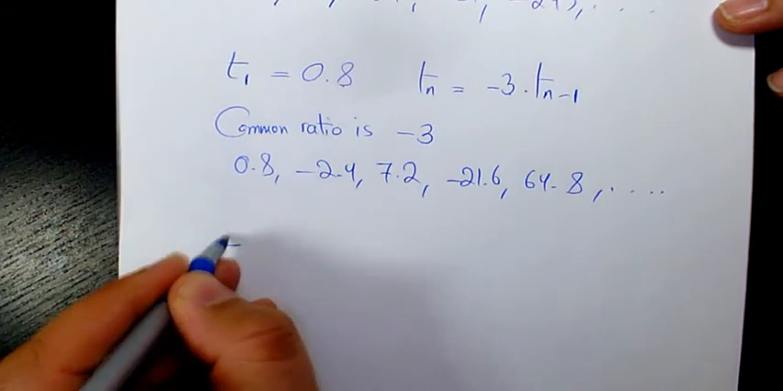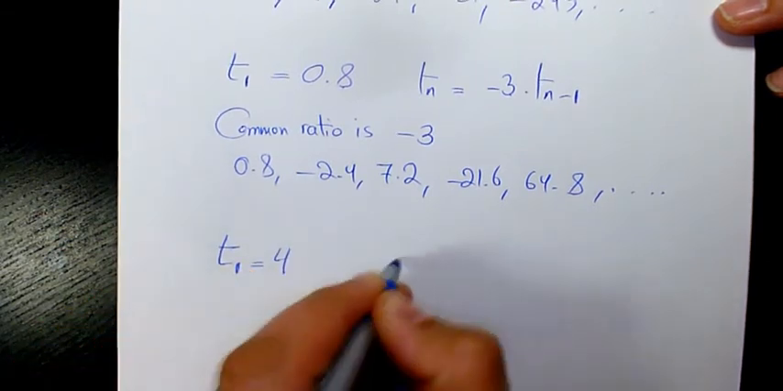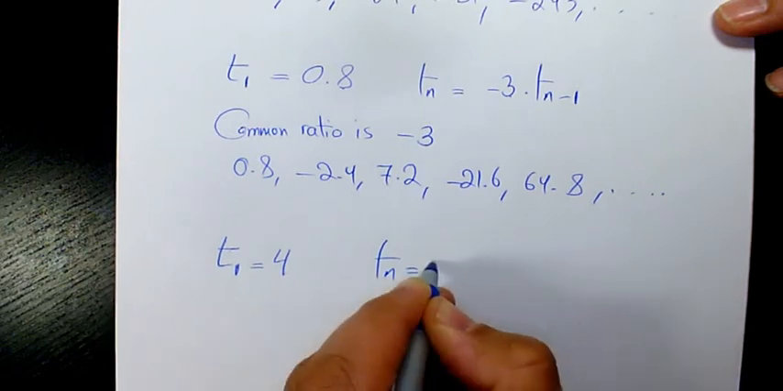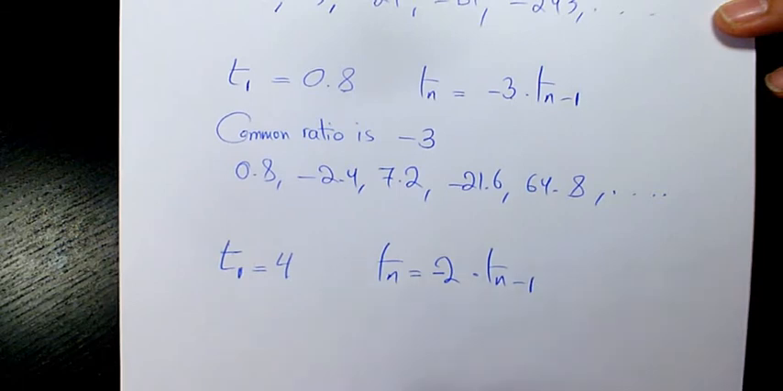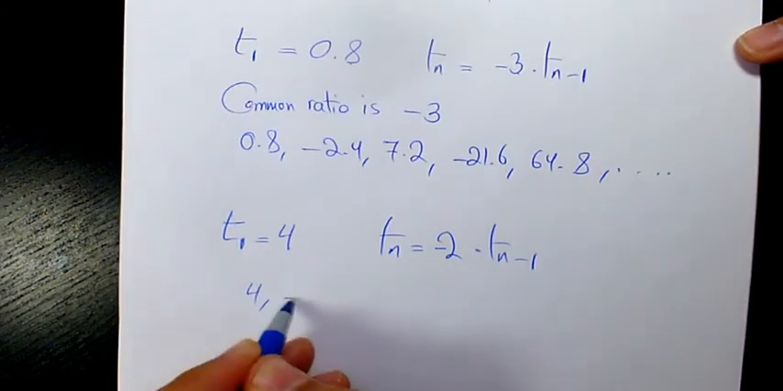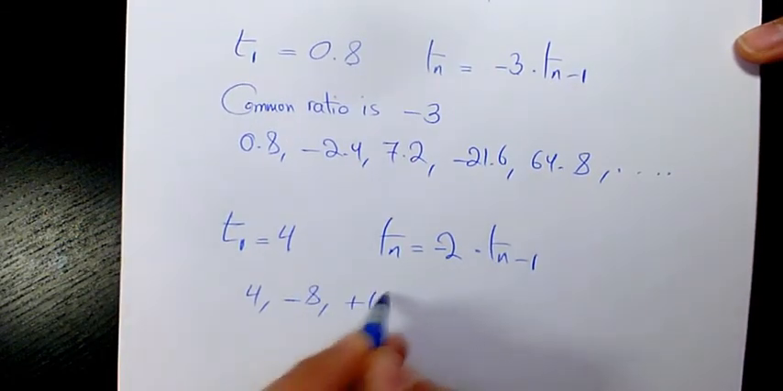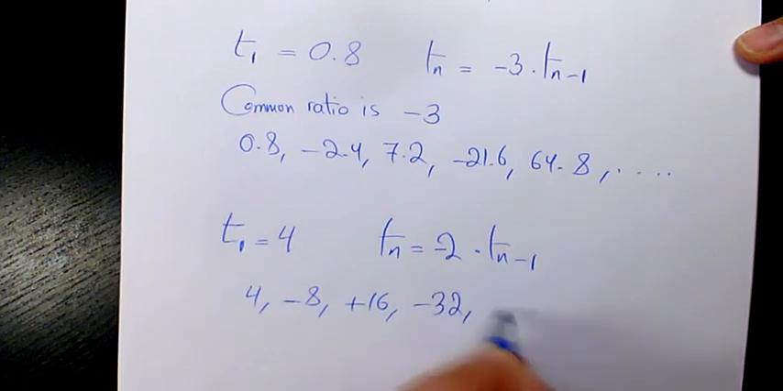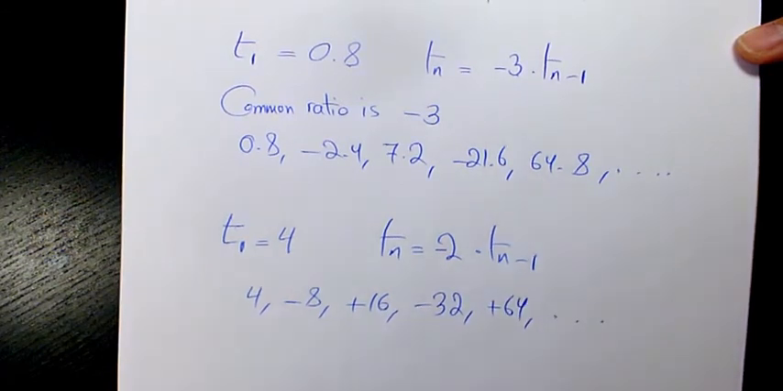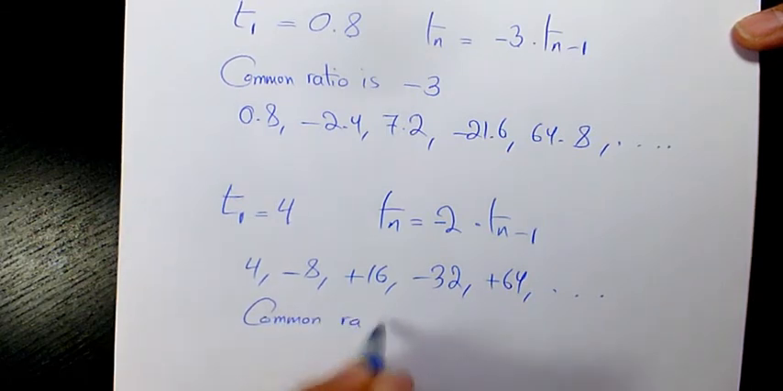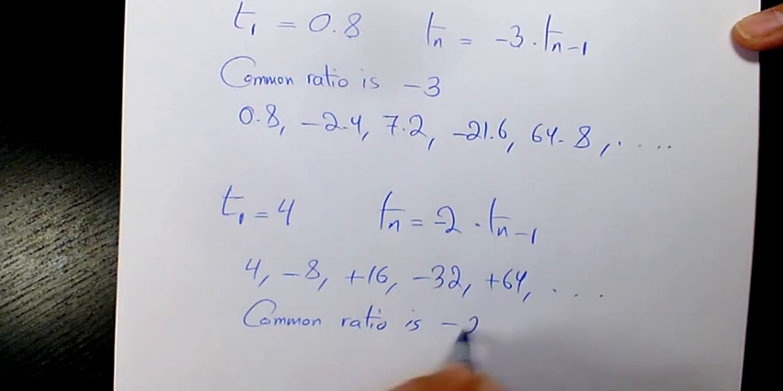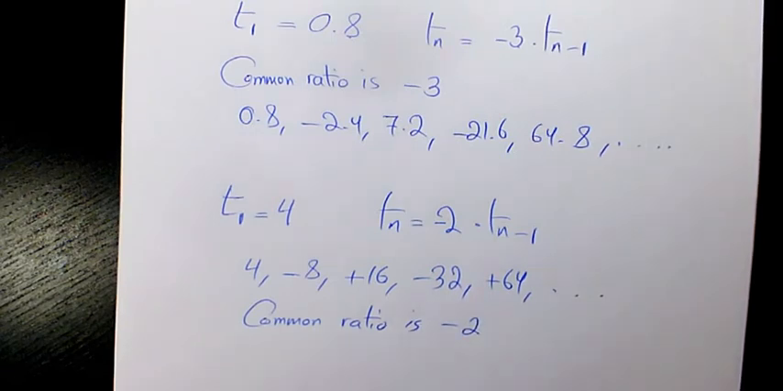Next one, T1 is 4 and Tn is negative 2 times Tn minus 1. So we have 4, negative 8, positive 16, negative 32, positive 64. So the common ratio is negative 2. So that's how we write the first 5 terms.